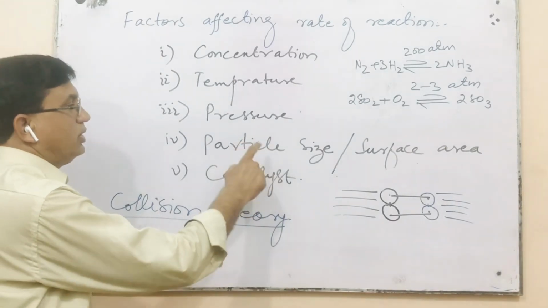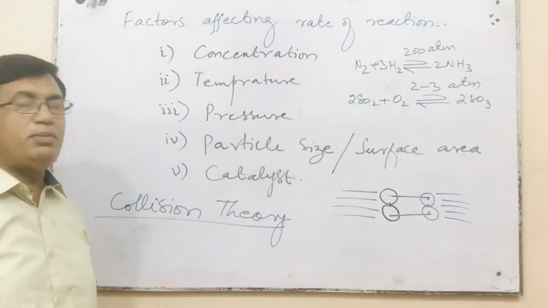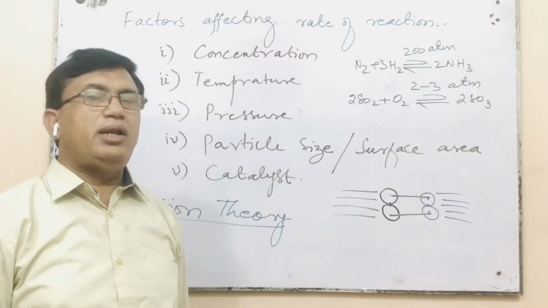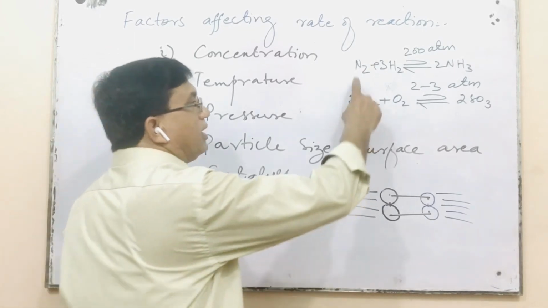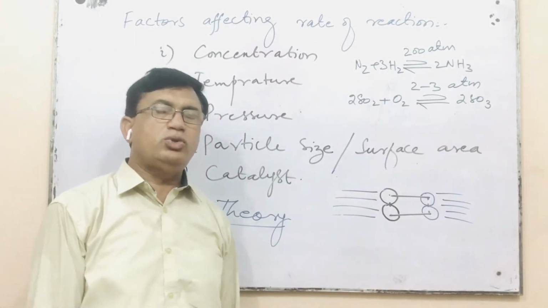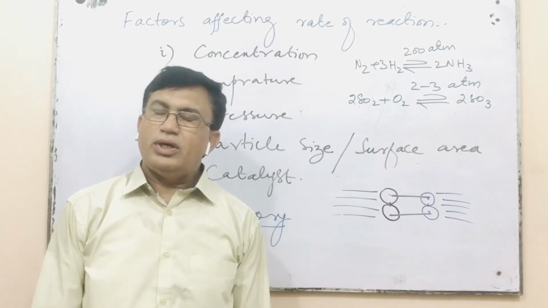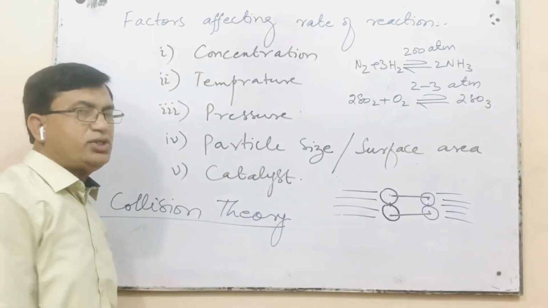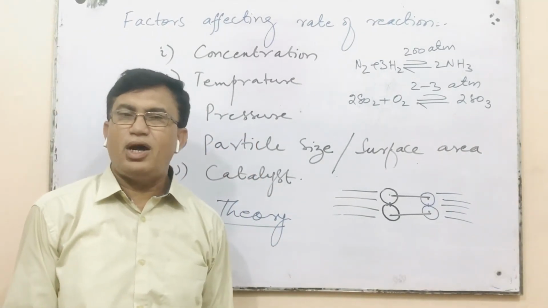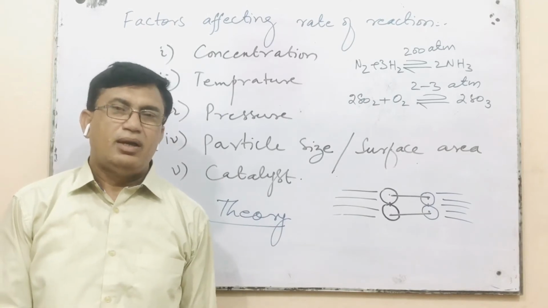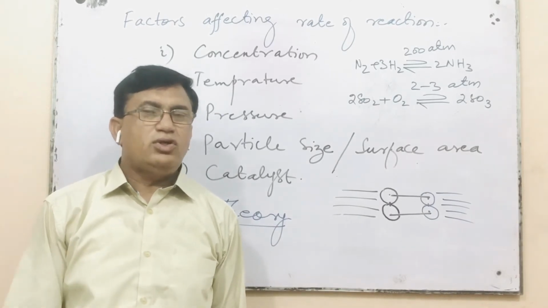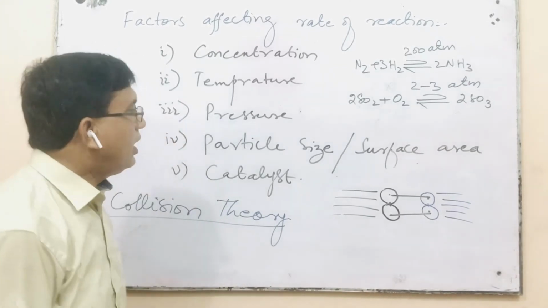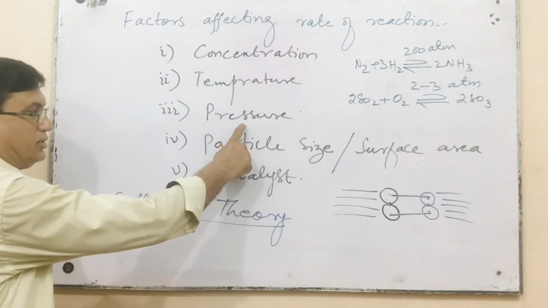But what actually happens whenever we increase the pressure? It means that we are making such an arrangement in which the gas molecules are brought closer to each other so that the frequency of collision increases, and as a result of increasing pressure, the rate of reaction will automatically increase, because the frequency of collision will increase, and as a result the conversion of reactant into the product will also increase. This is the effect of pressure.